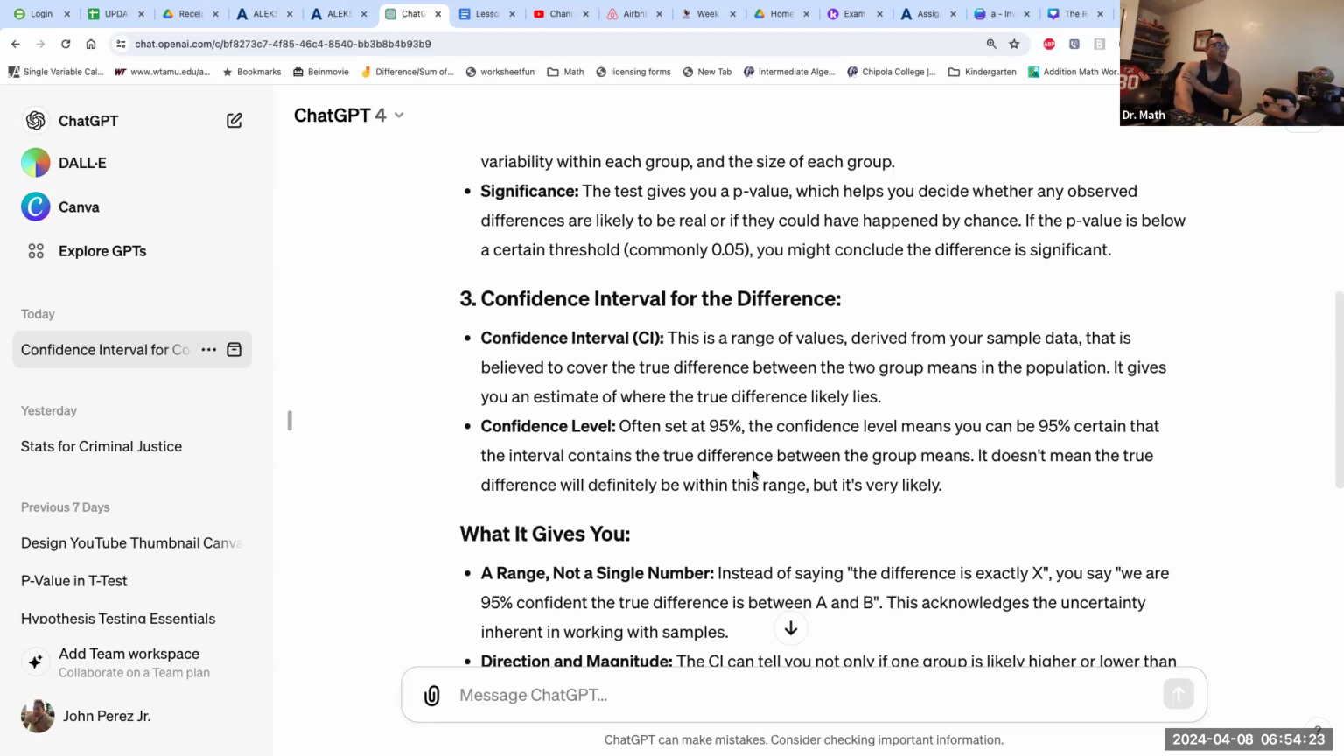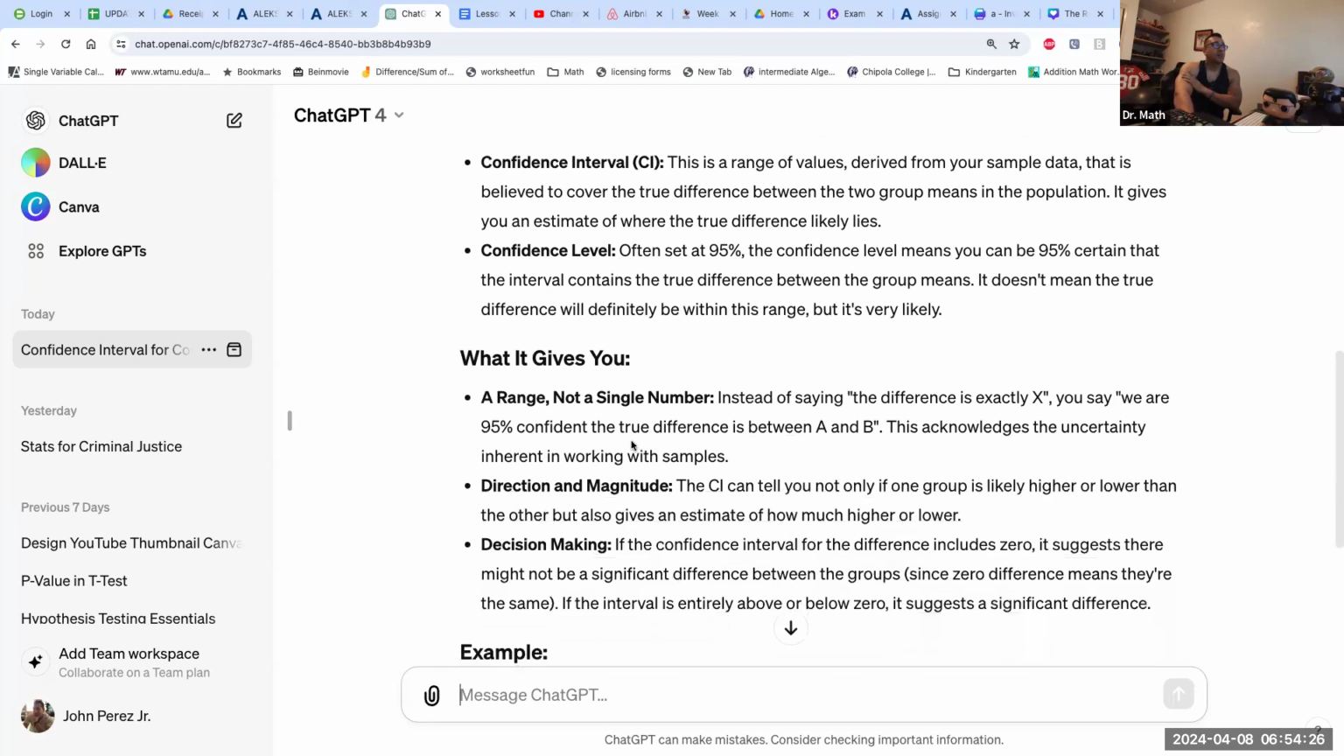All right. So remember what is being given to you. What's going to be given to us by our calculators, or if you're doing this by hand using the formula, is a range. So you're going to get two numbers, right? Not a single number. So instead of saying the difference is exactly X, you would say we're 95% confident that the true difference between, we'll say A and B, is what we get. So this acknowledges the uncertainty inherent in working with samples. All right. And so let's see, it says direction and magnitude.